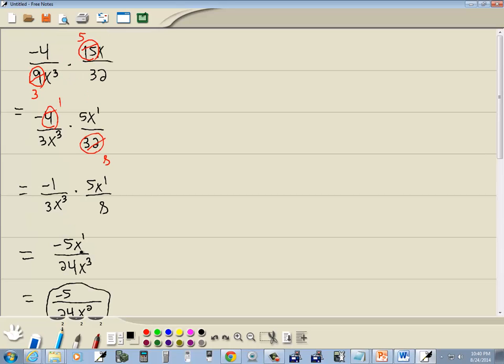Okay, now let's do this again differently. So I have negative 4 over 9x to the third times 15x over 32. If you're not very good at seeing what divides into these, like the largest number that divides into 4 and 32, you can do the prime factorization of each one. If I start with 4, I start with my first prime, which is 2. 4 is divisible by 2: 2 times 2. So this first fraction gives us negative 2 times 2. Now down below we have 9. 9 is not divisible by 2, so I go to my next prime, which is 3, and it is divisible by 3: 3 times 3.